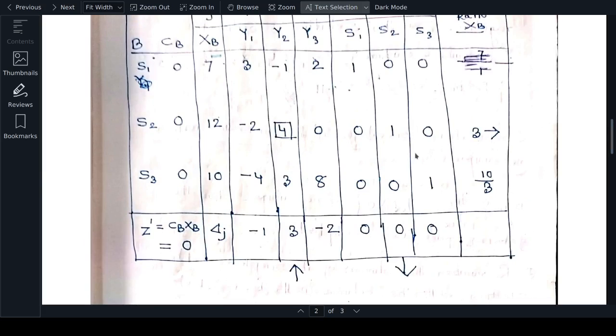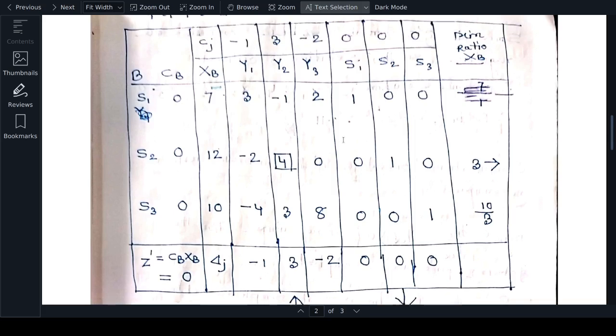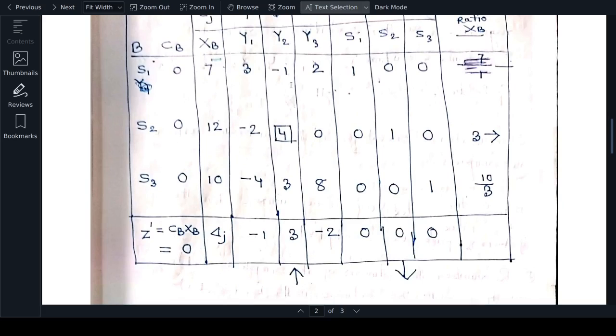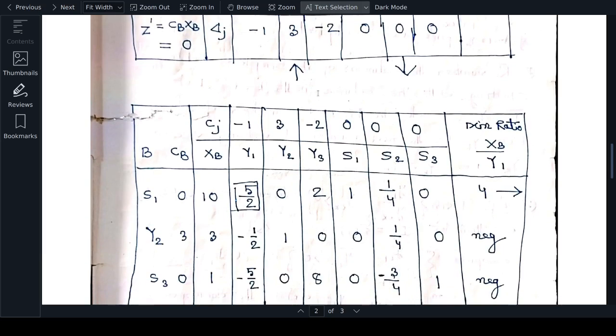Sir, element of two, what do you mean? Which one? How to calculate 2? So 2 minus 1 into 0 divided by 4. Because you see, in 2 the corresponding element of this one is 0. So 2 minus 1 into 0 divided by 4, so ultimately 2. Then 1, how to calculate?